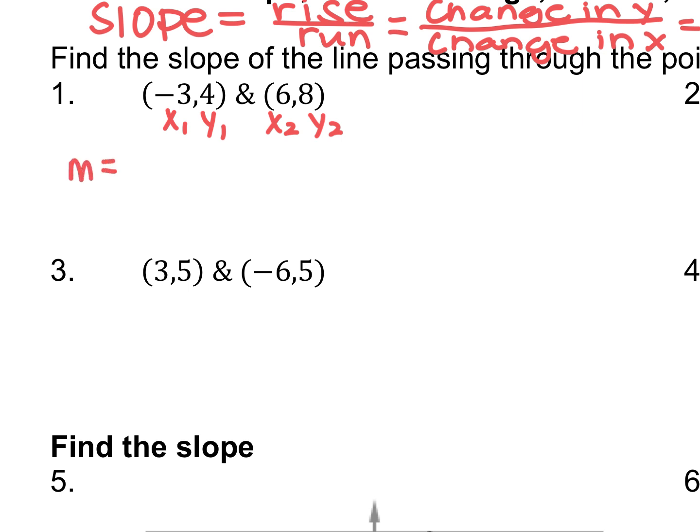M equals y2 minus y1. So I'd have 8 minus 4. And then x2 minus x1. So 6 minus negative 3. This is where you have to be careful with your negatives because we are subtracting. So you want to make sure that you're careful with that. So 8 minus 4 is what? 4, thank you. And 6 minus negative 3 is what? 9. Good, that double negative turns to a positive. Now we always want to stop here and check and see, can I simplify this? I cannot, and so I'm just going to leave it as 4 over 9.